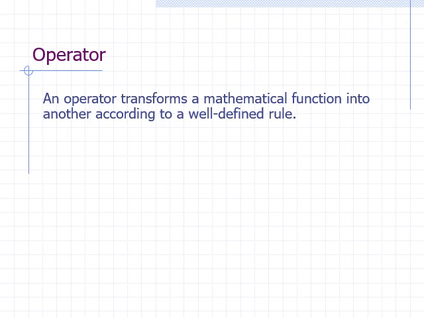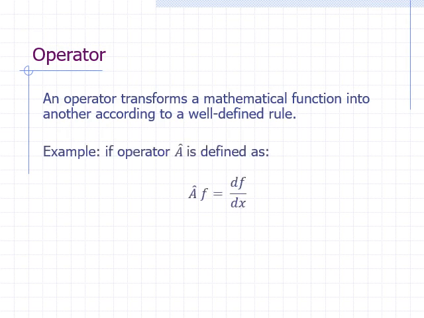We read the example given here as A hat f equals derivative of f with respect to x. In other words, the rule for operator A as defined here is that if we apply it on a function, we get the derivative of that function with respect to x. What if function f is equal to x squared? Then applying operator A on it yields its derivative, which is 2x.